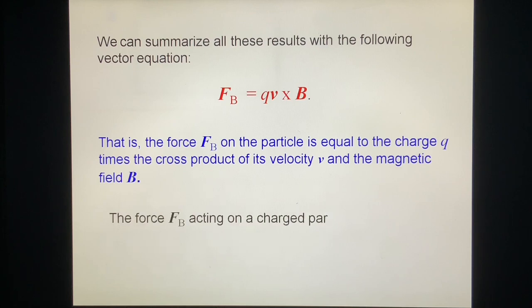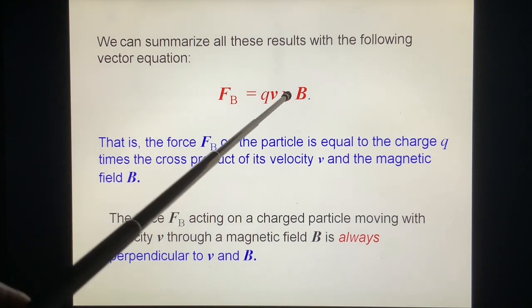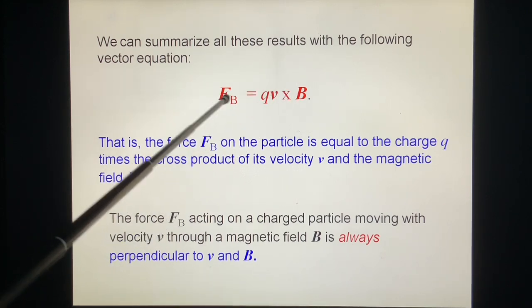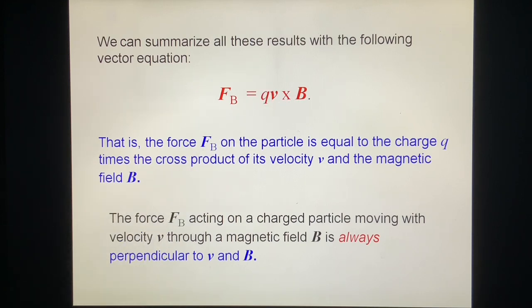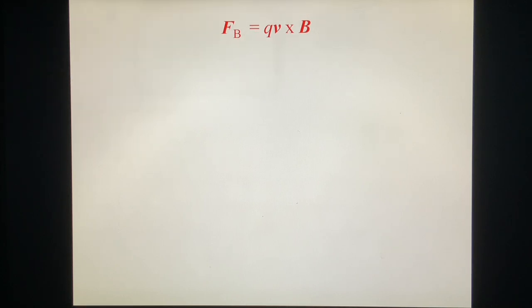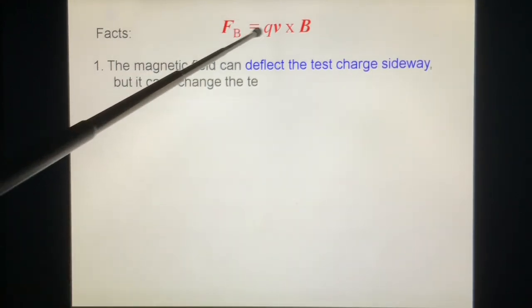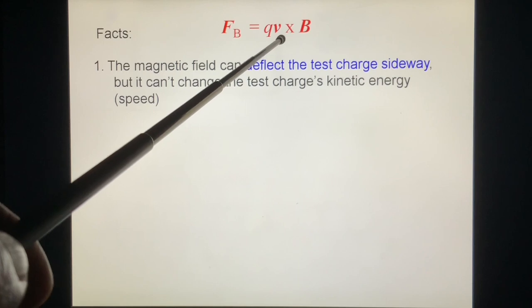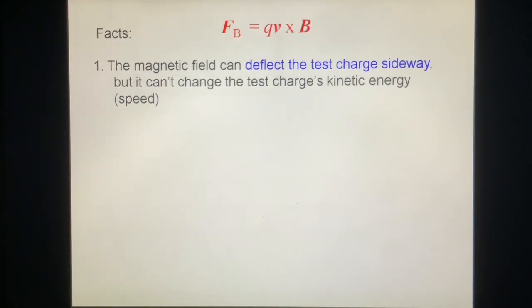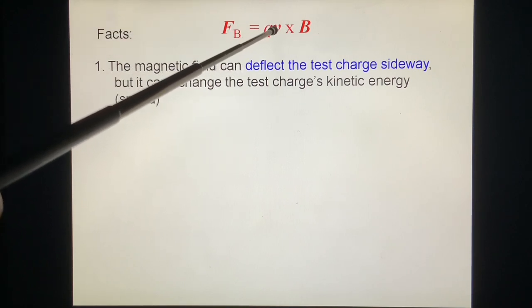The force F_B acting on a charged particle moving with velocity v through a magnetic field B is always perpendicular to v and B because this is a cross product. Now, let's see how powerful this formula is. It can explain our five facts. Fact one, the magnetic field can deflect the test charge sideways. Now you have F sideways. F is always perpendicular to v and B. But it cannot change the test charge's kinetic energy because it's perpendicular, so you never accelerate or decelerate v.